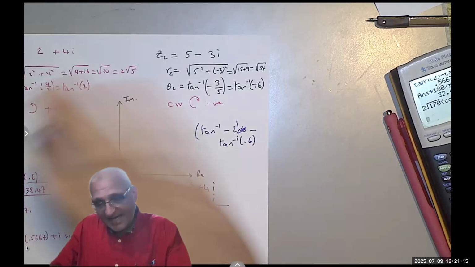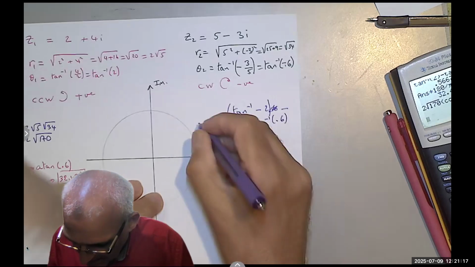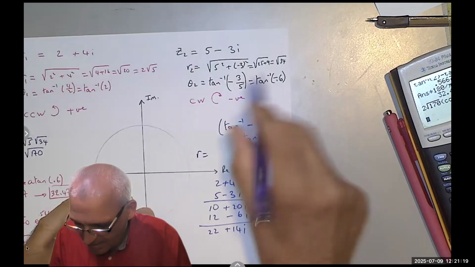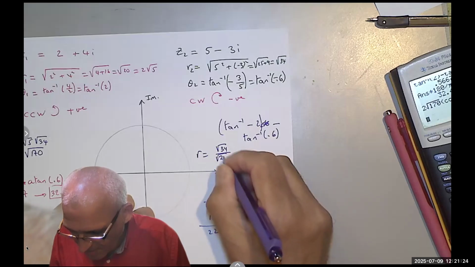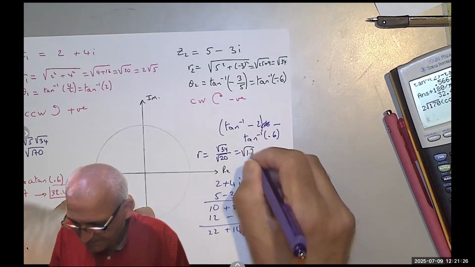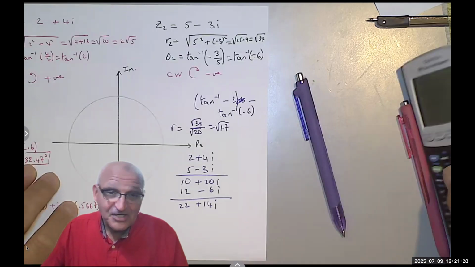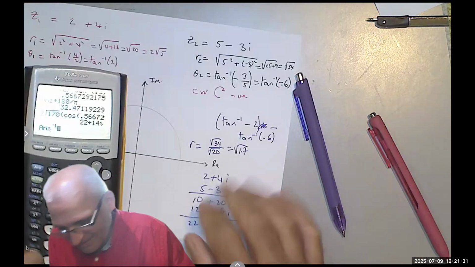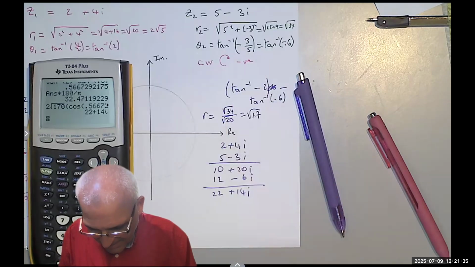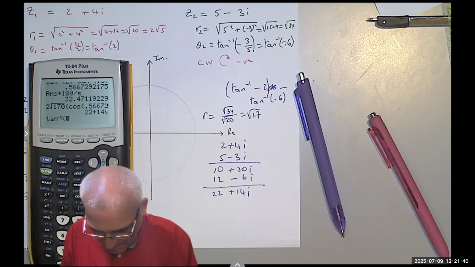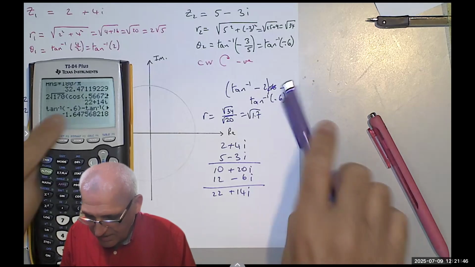Okay, so that's the angle I turn, and the r here would be root 34 over root 20, which is root 1.7. Let's try that. I didn't expect to do this, but let's assume. So I'm going to say arctan negative 0.6 minus arctan 2 equals. So here is the angle.